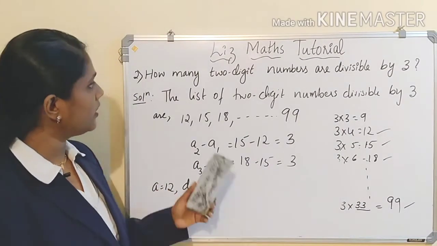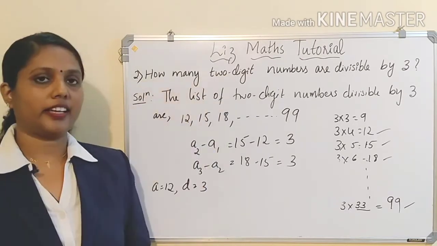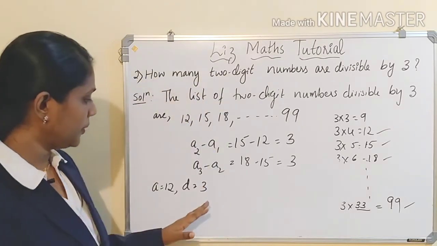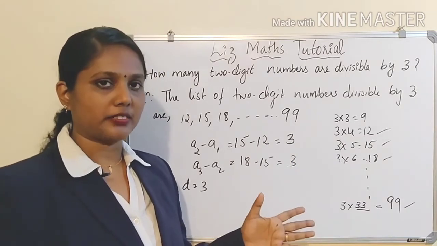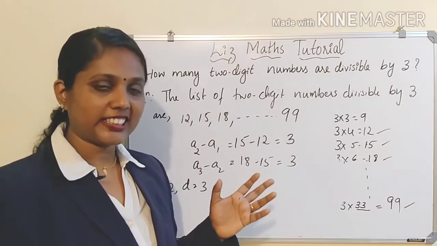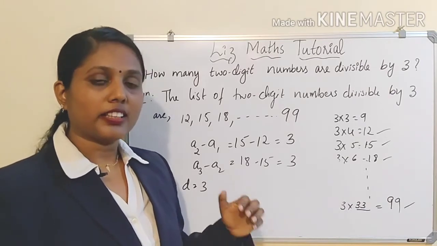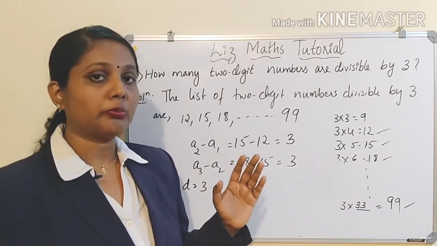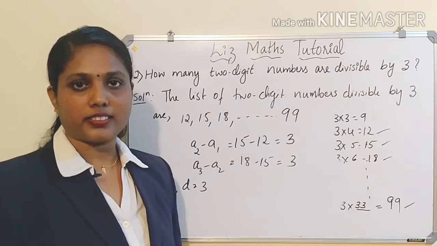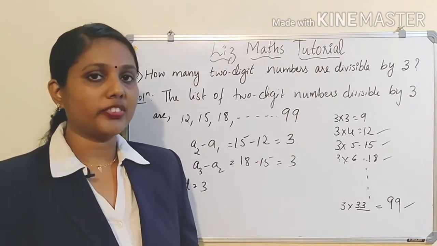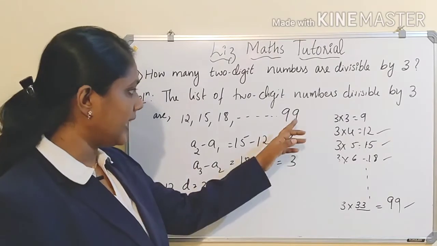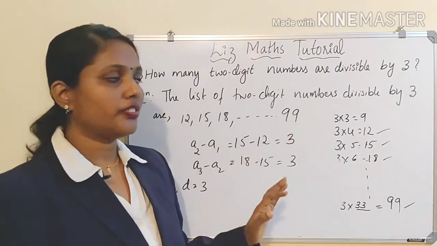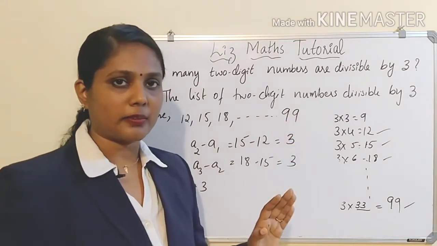Now how to find out how many terms there are? Here you know that the last term is given: 99 is the last term. How can we say this is the last number? Because the 2-digit numbers are up to 99 only. After 99 you get 100, and 100 is not a 2-digit number. So till 99 you are getting, and we can say that this 99 is the last number.